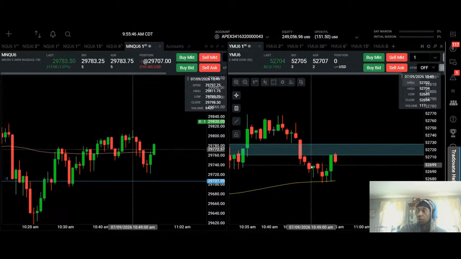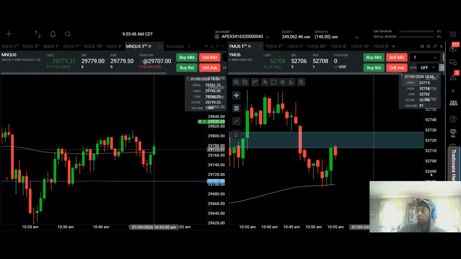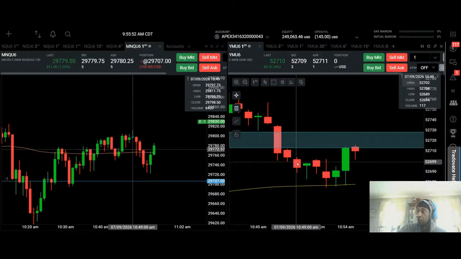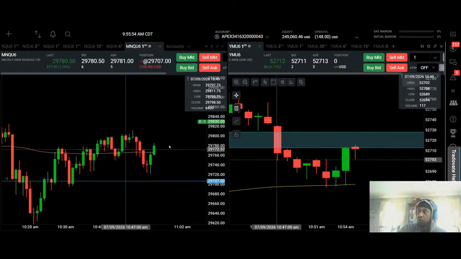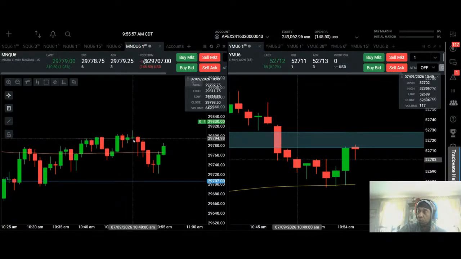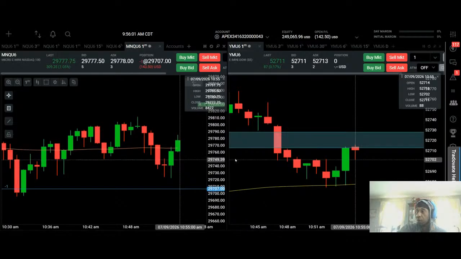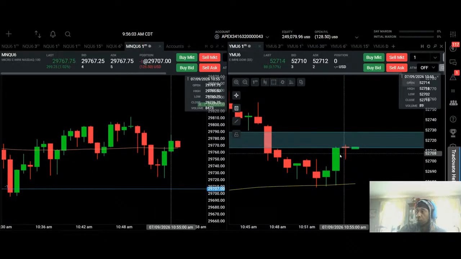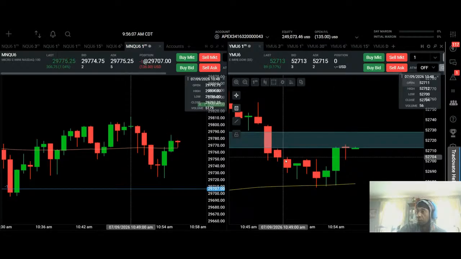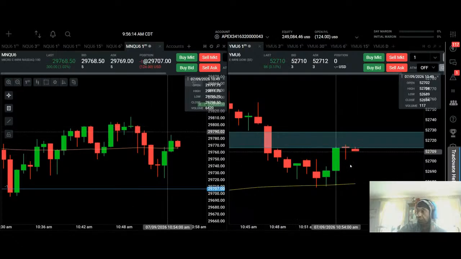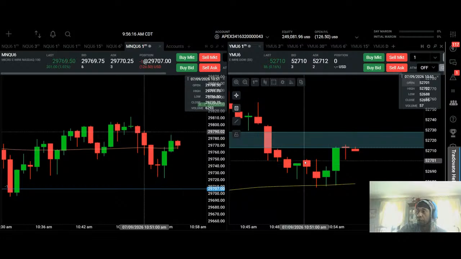We got the sweep happening on YM right here. See, this is the same candle. This red candle is the same as this green candle right here. So it's green over here, but red over there. That's important for me. This green candle at 1055 went above this 1049 candle, which is the green candle over here. That's a sweep of liquidity that I'm interested in.